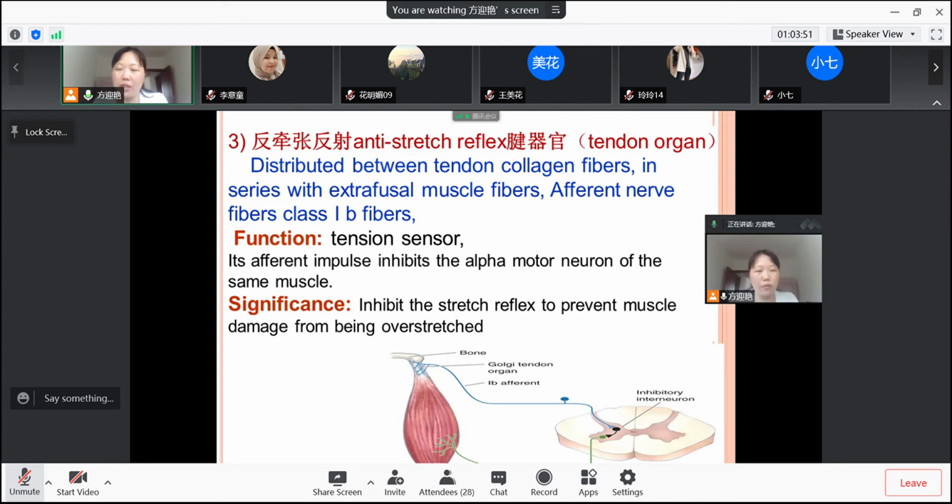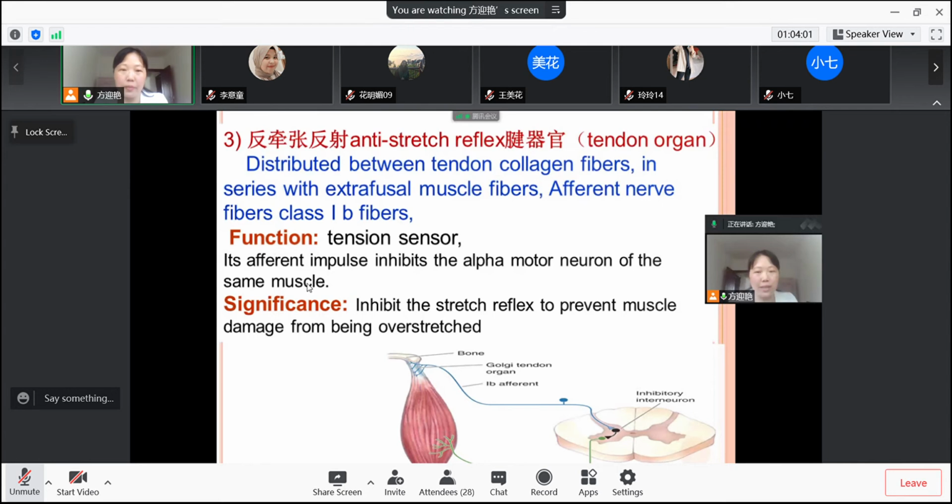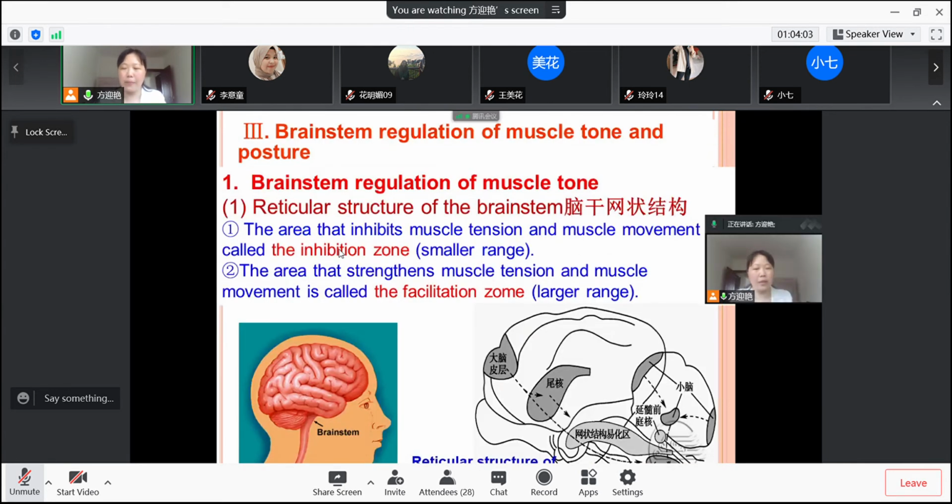This is very important because the major function of the spinal cord is to regulate movement by the stretch reflex. The spinal cord is the primary center for regulating movement, but normally it can also be controlled by higher levels, regulating muscle tone and tension.